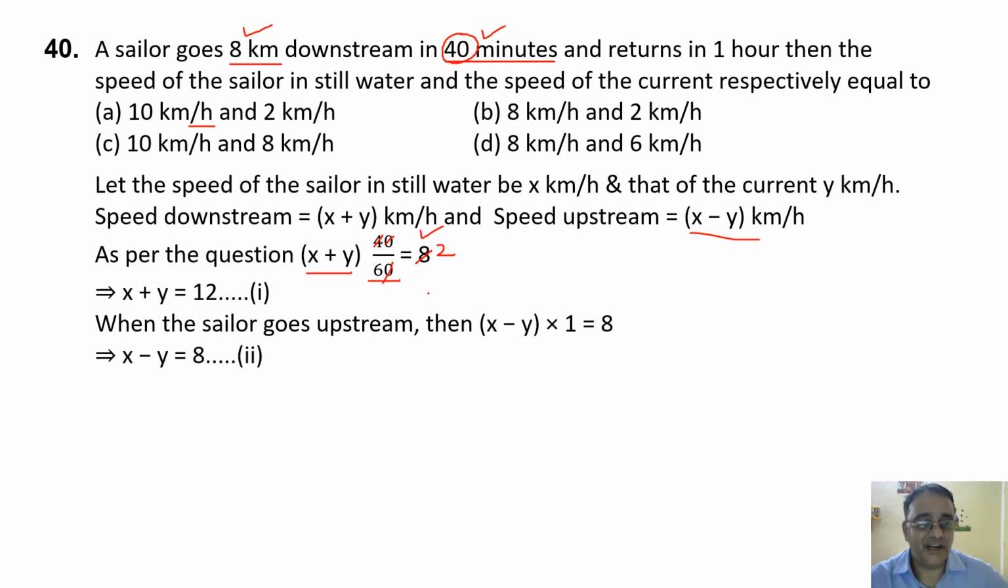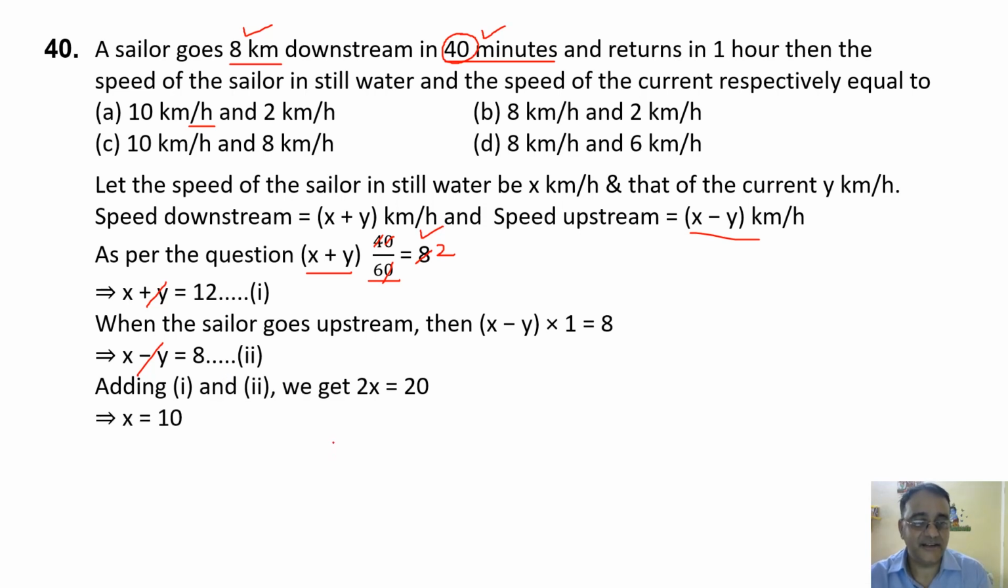Now we have to add these two equations. Plus y minus y will be cancelled and we are getting 2x is equals to 20. So what is the value of x? 10. Right. Now substitute 10 here. So 10 plus y is equals to 12. So final value of y? 2. Right. So which option is the correct one? Option A. Right.